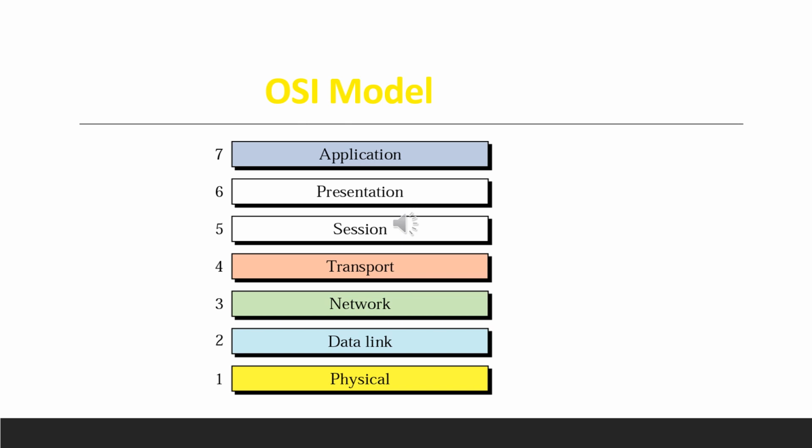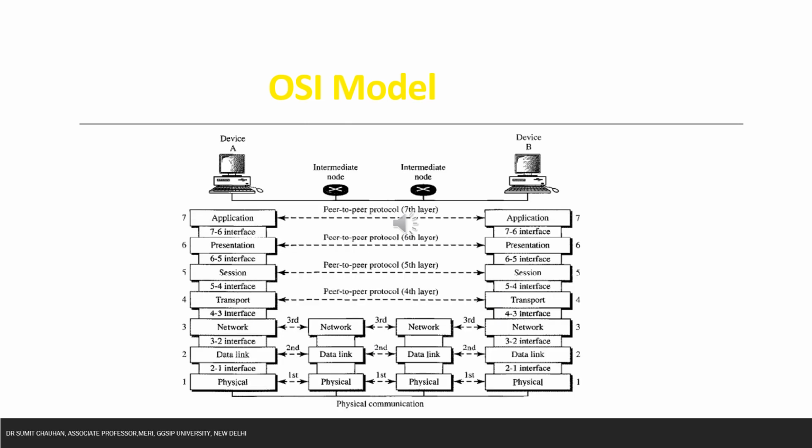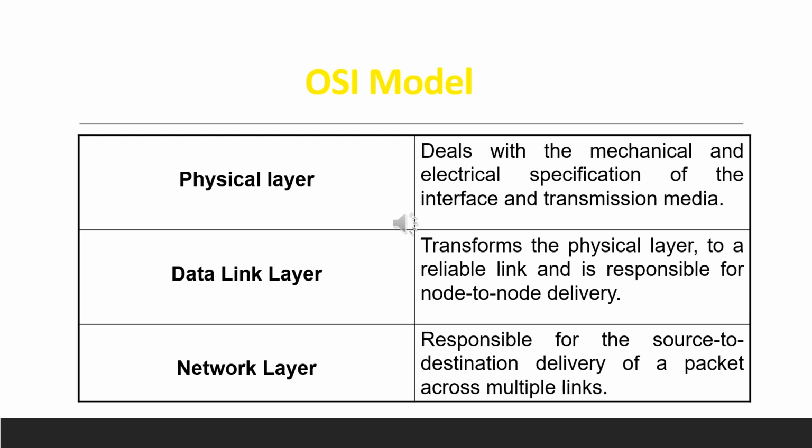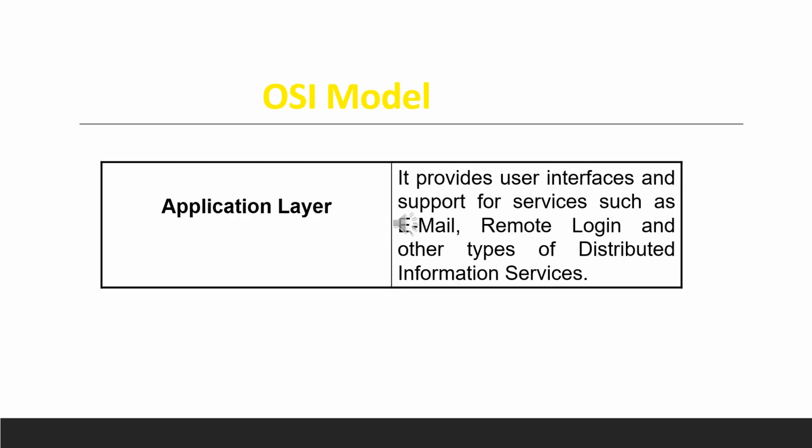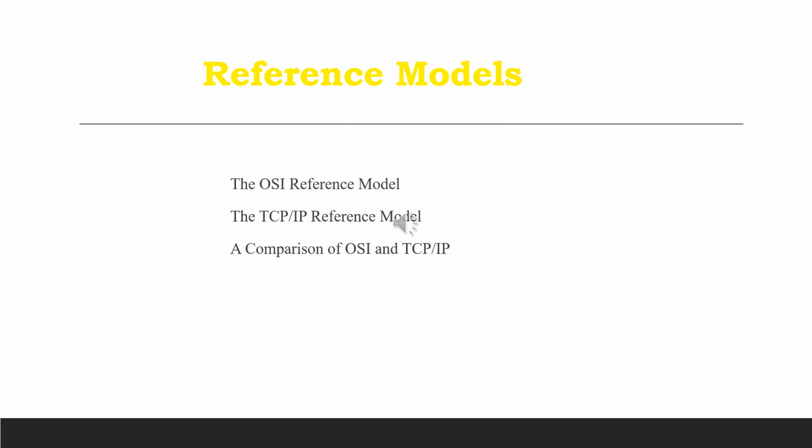This is our second model, OSI model, Open System Interconnection. It has 7 layers. We have 2 new layers added to it, session layer and presentation layer. This is how the data will travel in OSI network model. Now we have responsibilities of physical layer, data link layer, network layer. Responsibilities of transport layer, session layer, presentation layer. Responsibility of application layer. We have discussed OSI reference model and TCP/IP reference model.